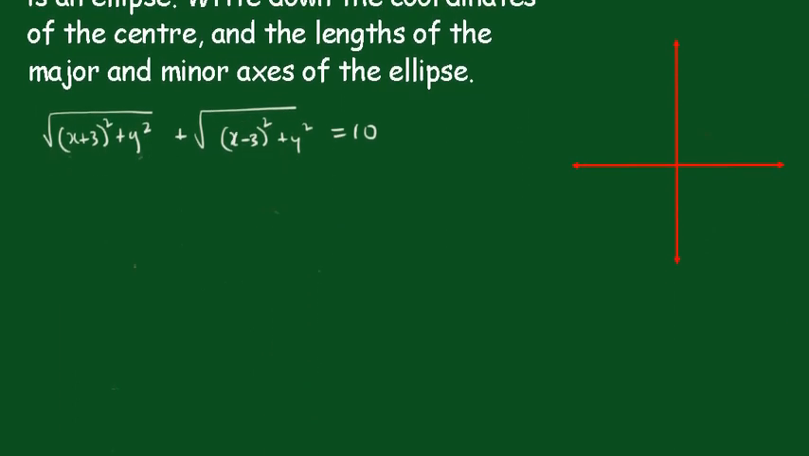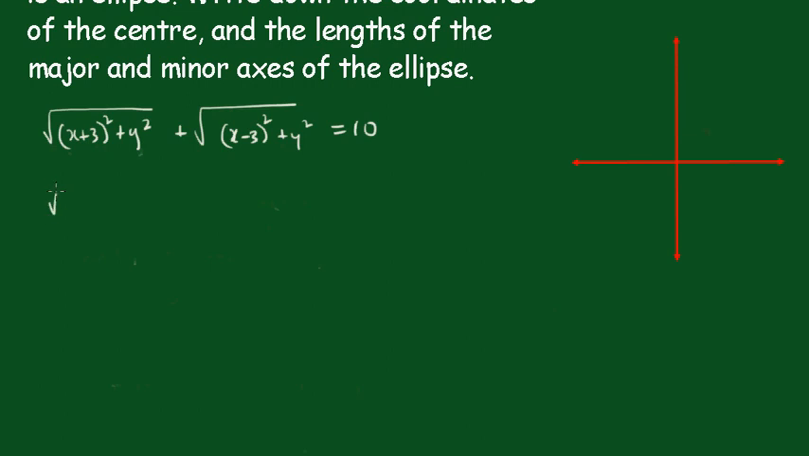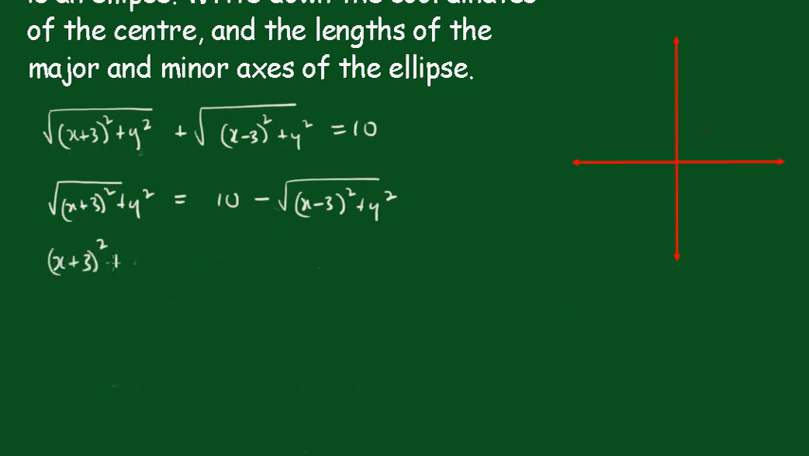Right, now I'll take this across the other side. I'll have the square root of (x plus 3) all squared plus y squared equals 10 minus the square root of (x minus 3) all squared plus y squared. Now squaring both sides, we get (x plus 3) all squared plus y squared equals 100 minus twice the product, 20 root (x minus 3) all squared plus y squared, plus (x minus 3) all squared plus y squared.